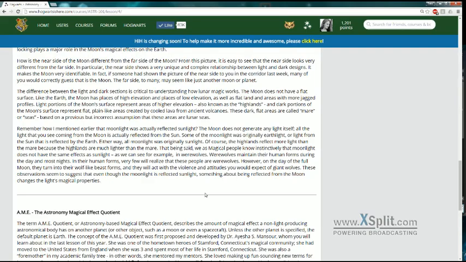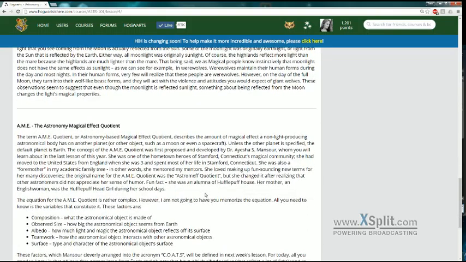That being said, we as magical people know instinctively that moonlight does not have the same effects as sunlight, as we can see, for example, in werewolves. Werewolves maintain their human forms during the day and most nights. In their human forms, very few will realize that these people are werewolves. However, on the day of the full moon, they turn into their wolf-like beast forms, and they will act with the violence and attitudes you would expect of giant wolves. These observations seem to suggest that even though the moonlight is reflected sunlight, something about being reflected from the moon changes the light's magical properties.